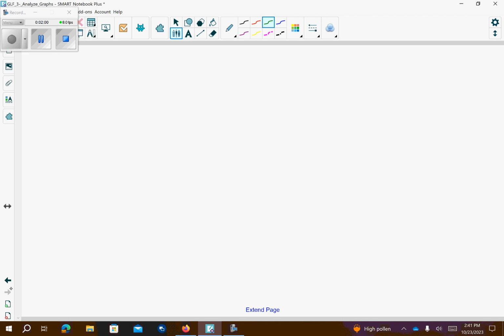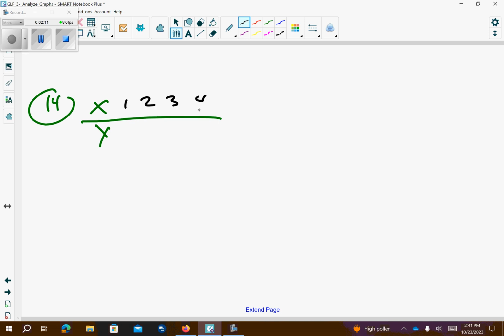Then we get to number 14. Create a function that is a relation. So you can just go 1, 2, 3, 4, and then you go 5, 6, 7, 10. Because those don't repeat, that's a function.